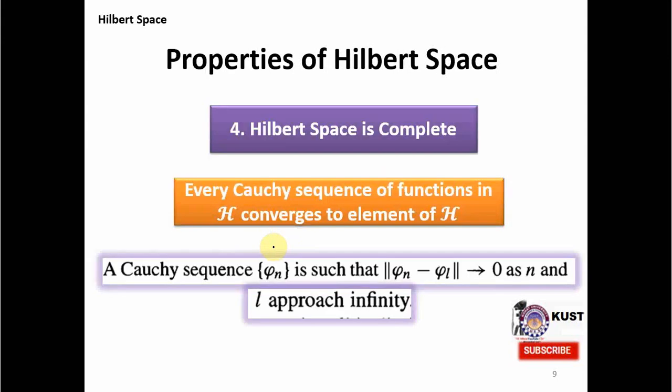If these four properties exist together in some kind of linear space, we say that it is a Hilbert space.